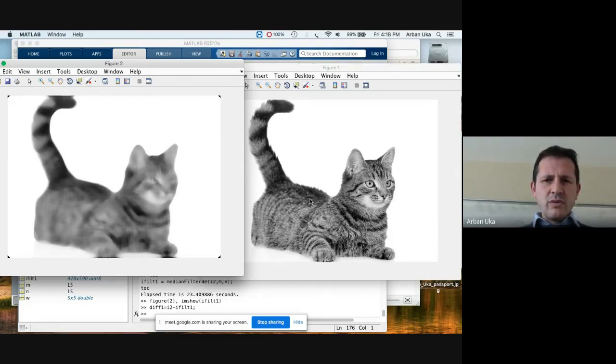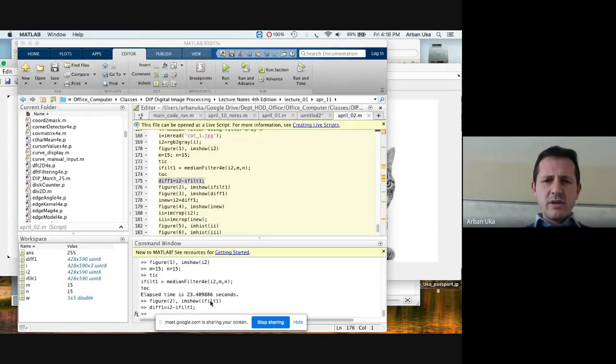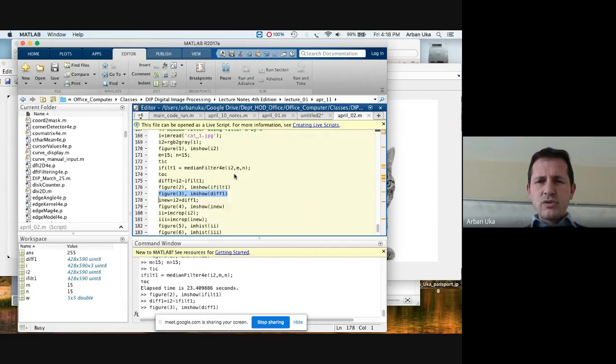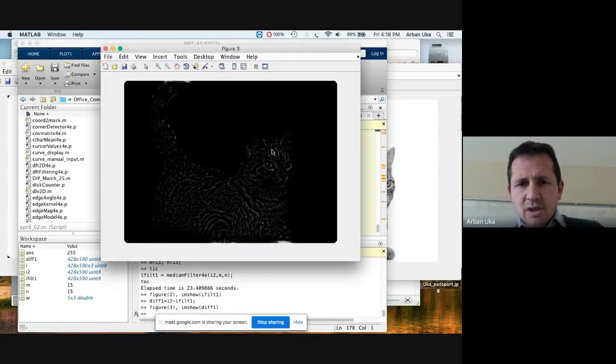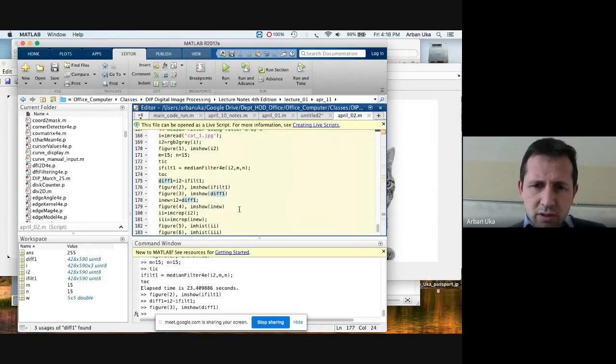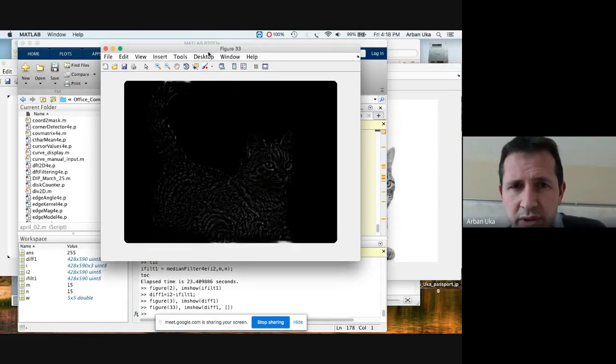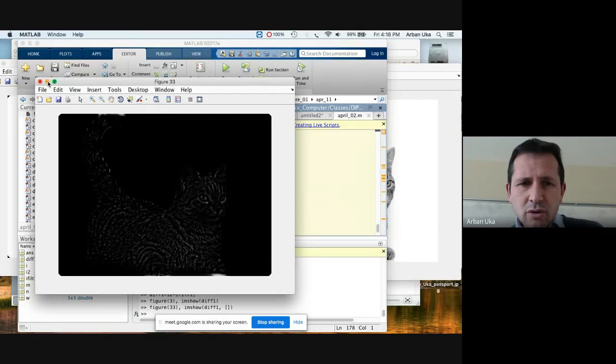But good. So now, if we take the difference between this cat and this cat, the median filtered one, let's try to see what we observe. That's figure 3, showing the difference. Actually, in the difference you can see some contours of the cat. We can stretch out this figure 3 a little bit. Okay, apparently we cannot get it any better. But I hope you can see these features of the cat in this image.